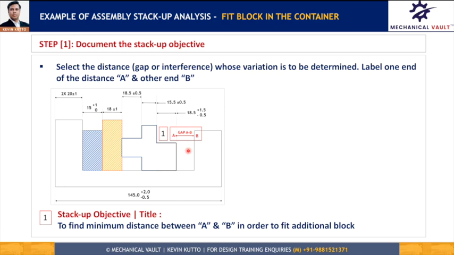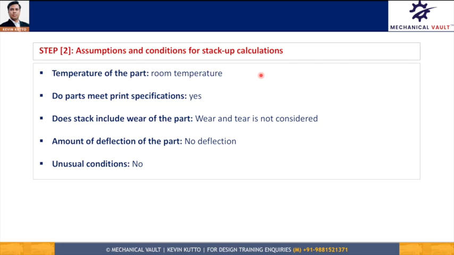If I have to fit the fourth smaller container in this gap A-B, what I am really interested in is to find out the minimum gap between A and B with all the tolerance variations where I can fit the maximum size of the fourth container. So if I compare the minimum clearance or minimum gap A-B with the maximum size of the fourth container, I can very well verify whether the fourth container can be placed in this gap or not. So that is the objective of the stackup analysis. So let's define the objective: to find the minimum distance between A and B in order to fit the additional block or fourth block.